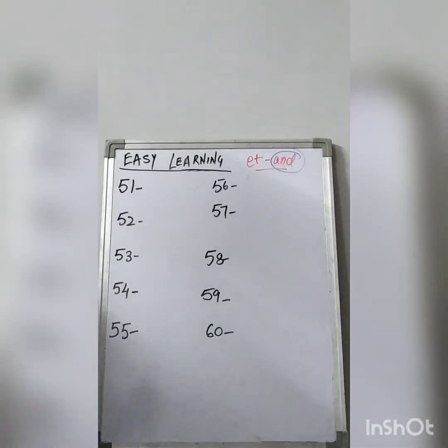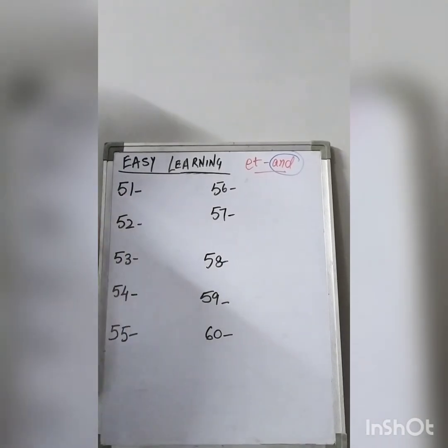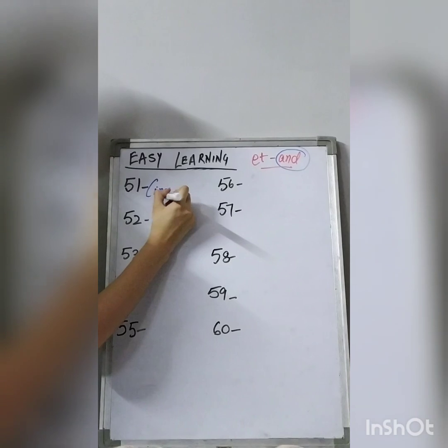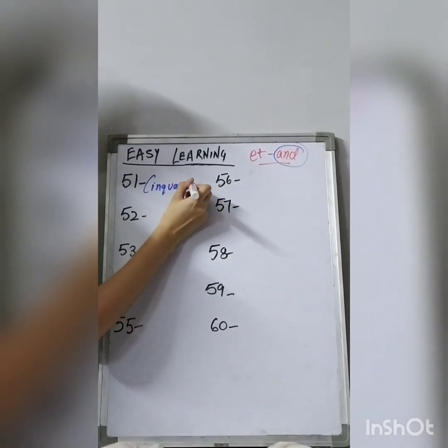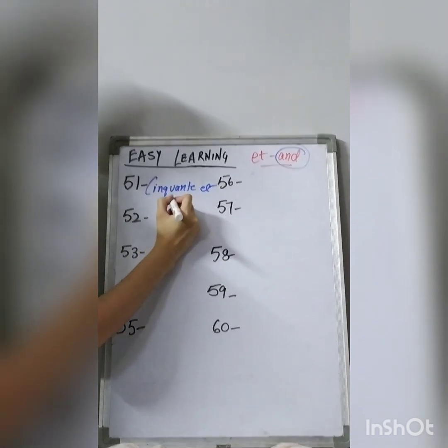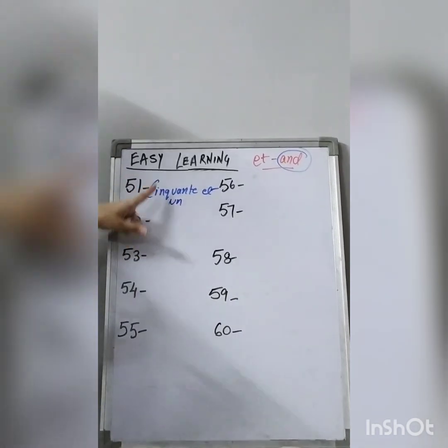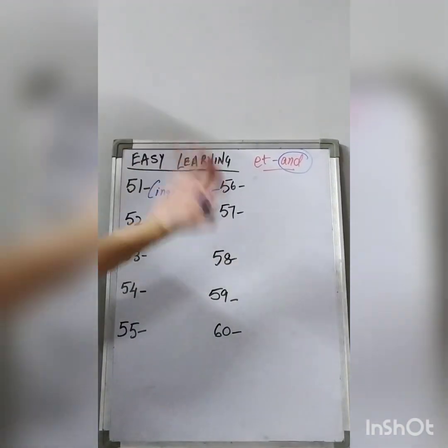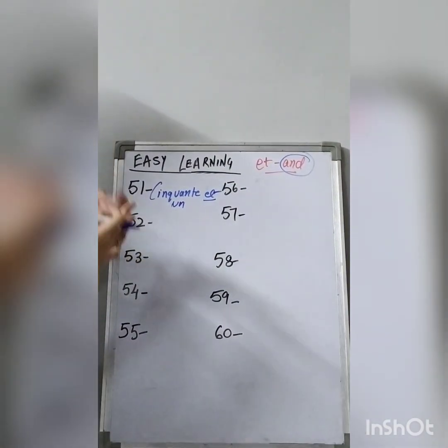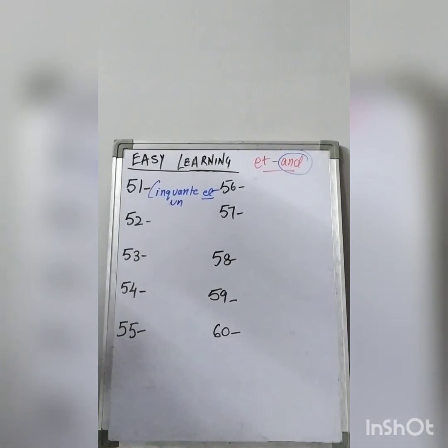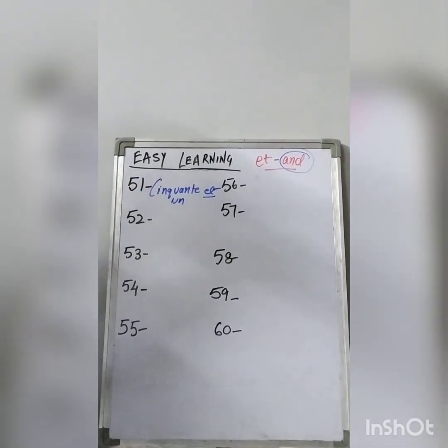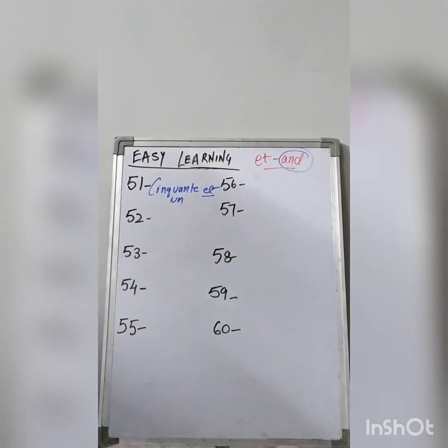So we will begin from cinquante. Cinquante et un, where again I told you that et is and, and cinquante is 50 and un we know is 1. So cinquante et un means 50 and 1, which makes 51.